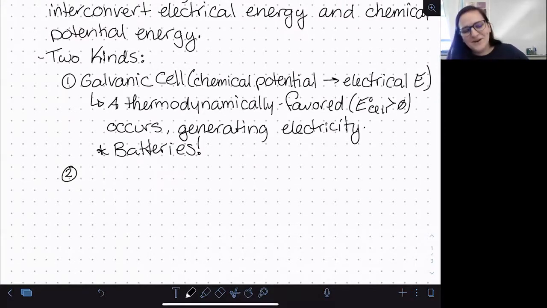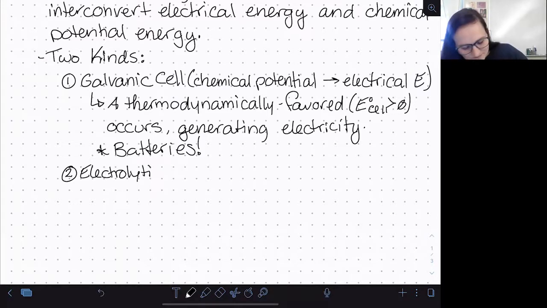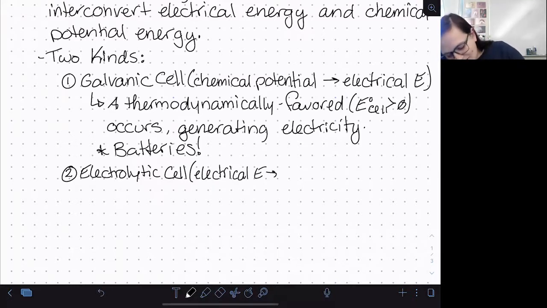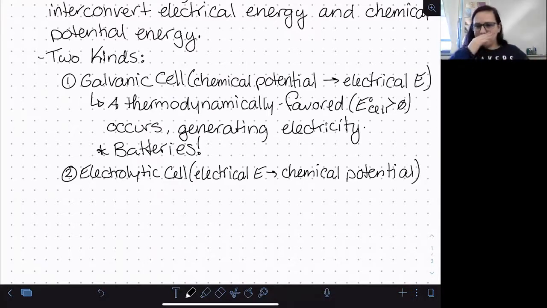The other type of electrochemical cell is known as an electrolytic cell, which takes electrical energy and converts it into chemical potential energy. So going the opposite direction in terms of the type of energy transition we're doing here.